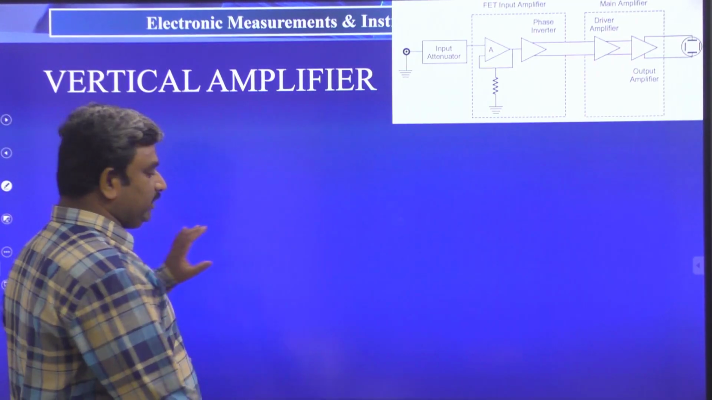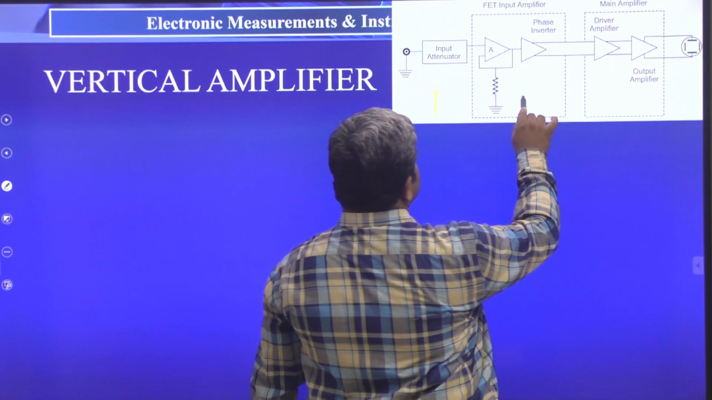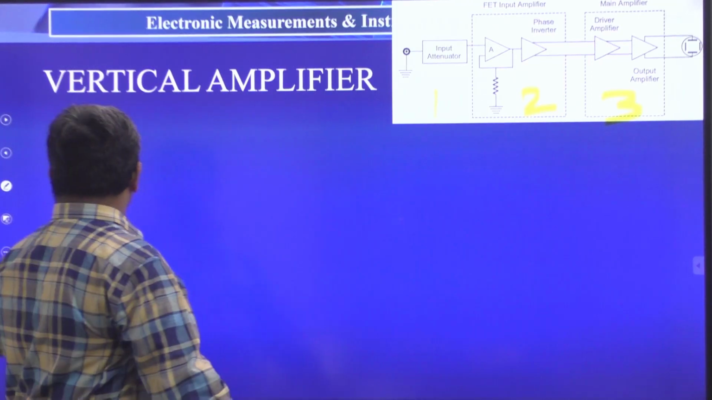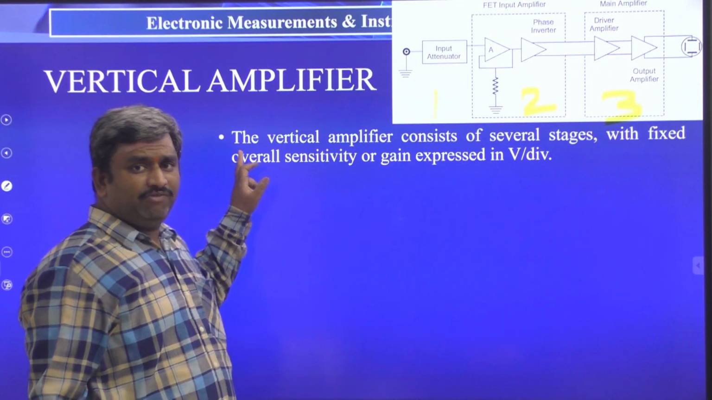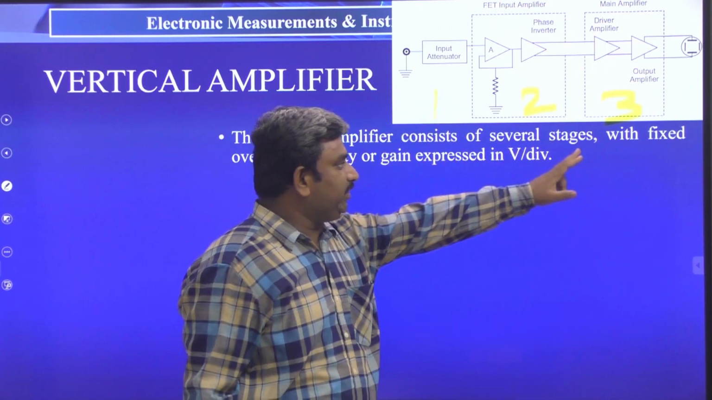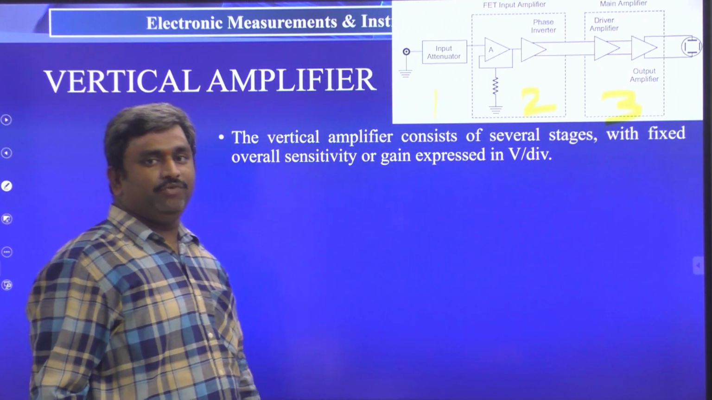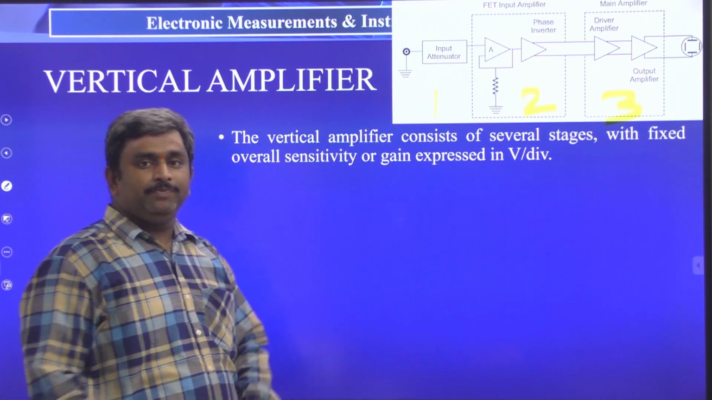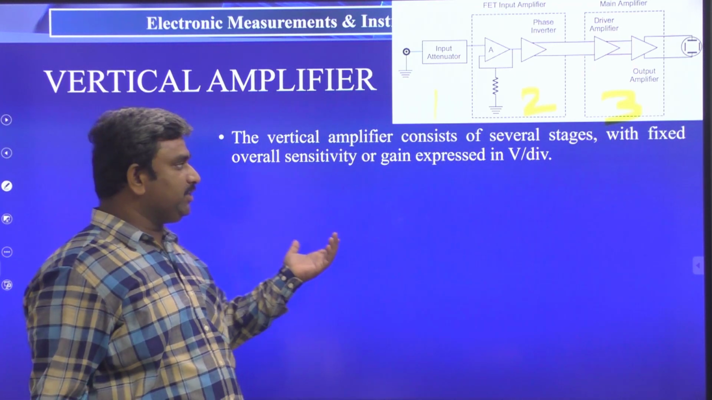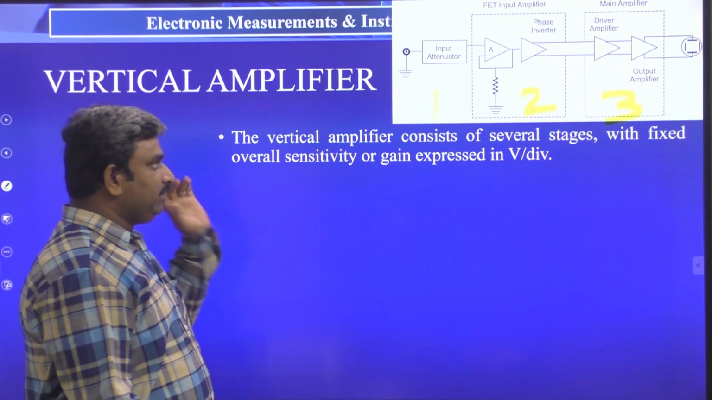The same diagram I have mentioned here. This is the first part, second part, and third part. These are the three parts. Let us see. The vertical amplifier consists of several stages with a fixed overall sensitivity or gain expressed in volts per division. Generally, the gain of the CRO we can express with the help of volts per division. So the total gain we express as volts per division.